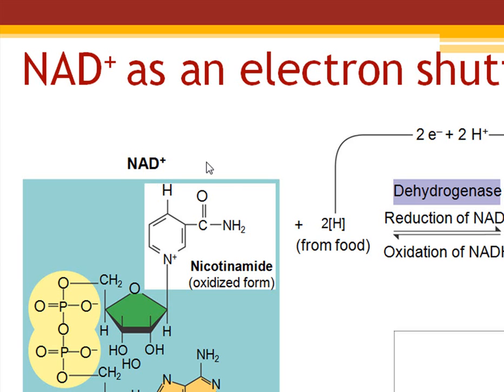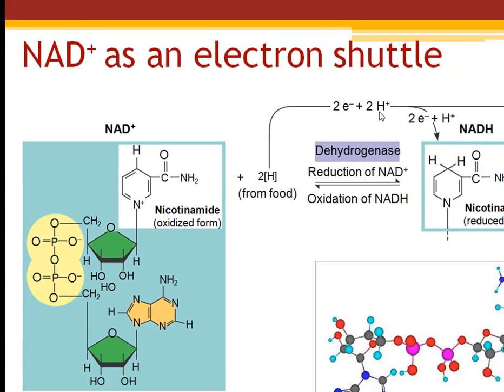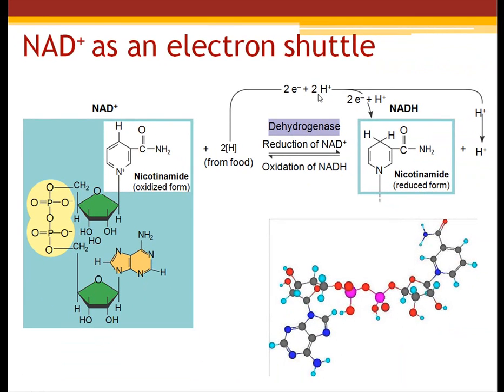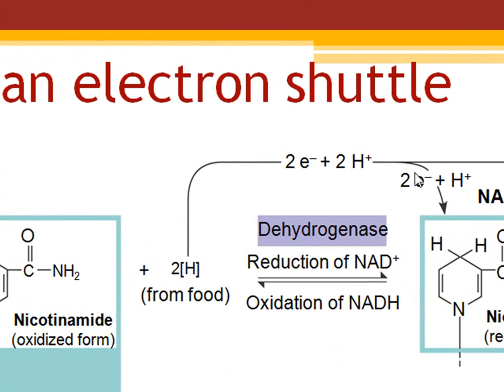So if we look at NAD plus and we combine it with 2 hydrogens from our food, remember that all of that energy is stored in those carbon and hydrogen bonds of our hydrocarbon. If we remove 2 hydrogens from a carbon, we are removing the 2 electrons and the 2 protons. These 2 electrons and 2 protons then find their way through an enzyme known as dehydrogenase.